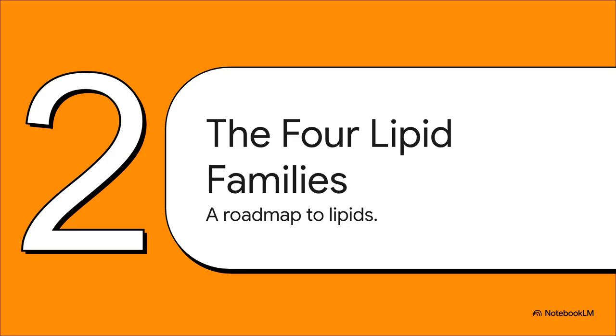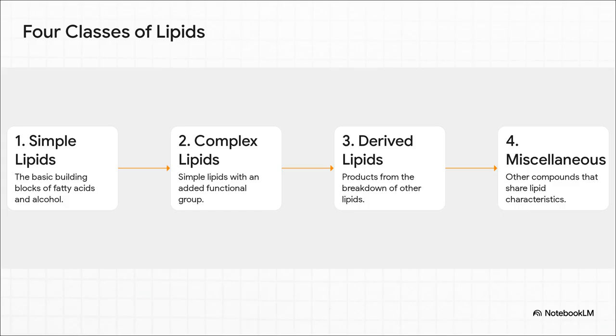Okay, so now that we've got our main rule down, lipids hate water, let's look at how scientists organize this huge family. It really helps to think of it like a map with four main territories, which we're about to explore one by one. And here they are: simple, complex, derived, and a kind of catch-all group called miscellaneous. Makes sense, right? Let's start at the beginning with the simple lipids.